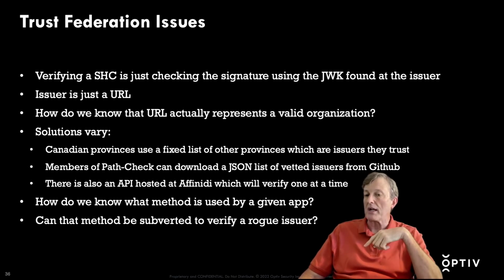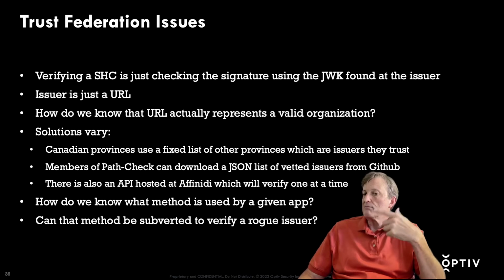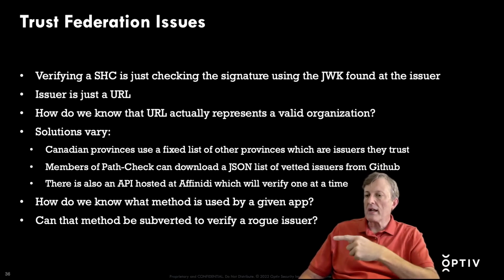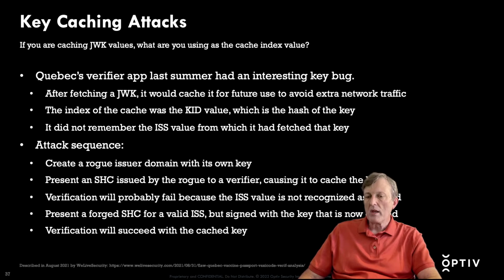policies are being used by a given app, right? So this is something that if you're testing an app, you want to explore. You want to know who does this app trust, and can you subvert the method that they use to verify a rogue issuer? Verify a smart health card that comes from a completely rogue issuing site.